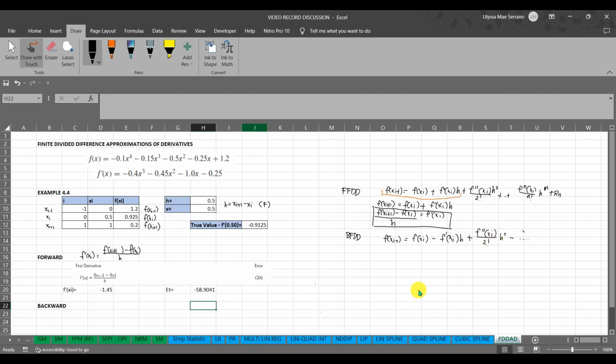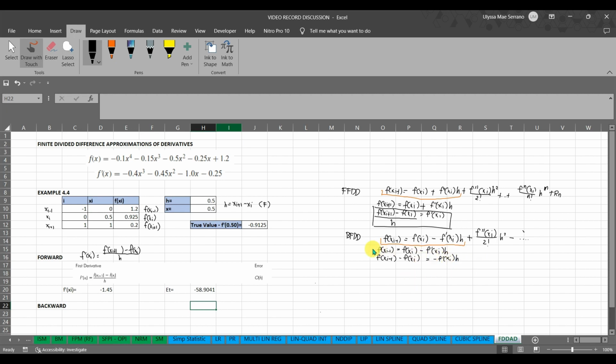And truncating the equation, since we're finding the first derivative, we're going to use this term in order to find the approximate value of the first derivative of the function. So it will be function of x sub i minus 1 equals the function of x sub i minus the first derivative of the function at x sub i times h. Rearranging, function of x sub i minus 1 minus the function of x sub i equals the negative first derivative at x sub i times h.